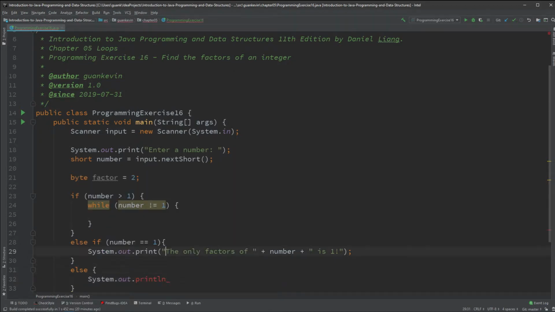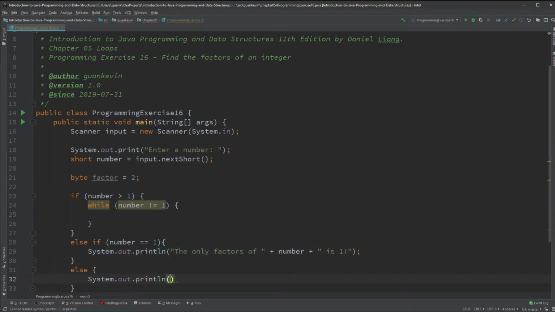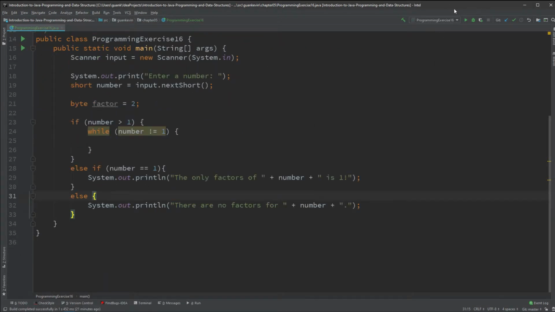System.out.print, let's do a print line, and this is to satisfy all cases, right? So what if the user enters 1? Well, if the user enters 1, then the only factor of 1 is 1, and we're going to display that. And if the user enters anything else that's less than 1, well, then we'll just say there are no factors for the number. Okay, and let's give that a try.